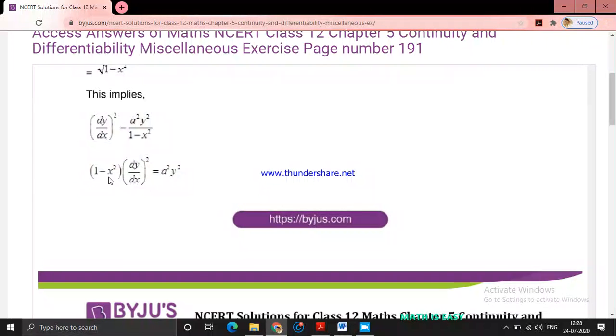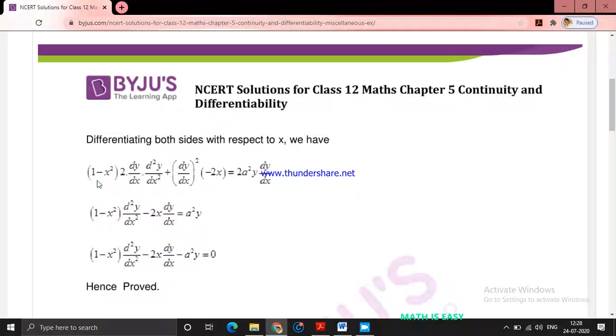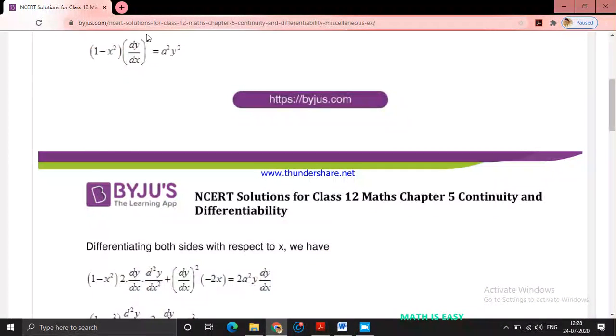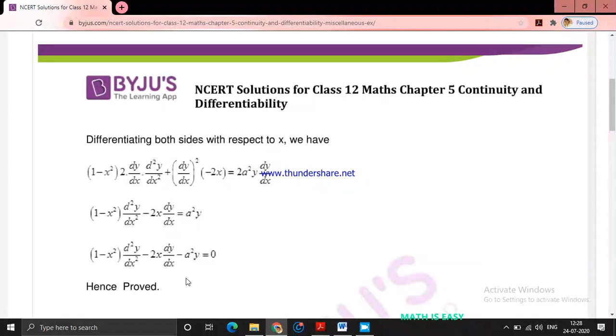Now you apply the uv formula on both the sides, u derivative of v plus v derivative of u. That's what they have done. U derivative of this one, dy by dx whole square. So 2 dy by dx into derivative will be d square y by dx square. So after simplifying, you will get the final answer.